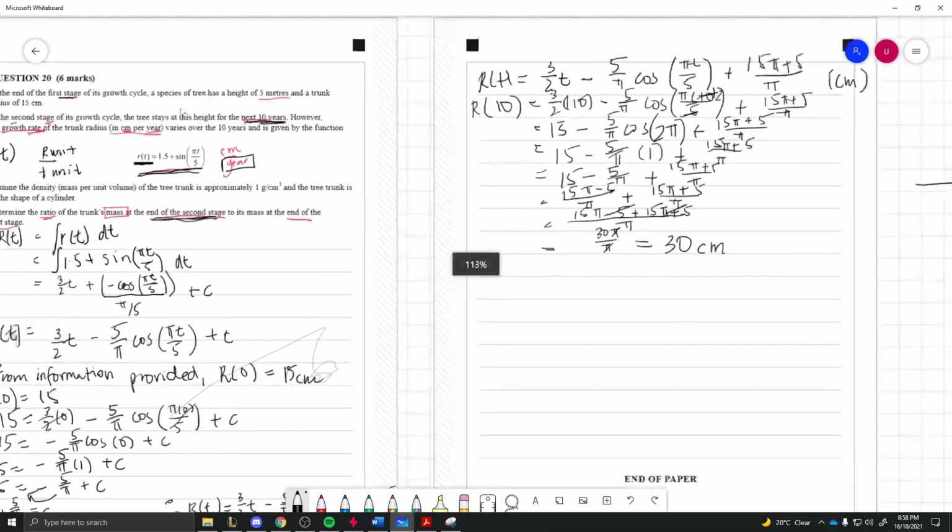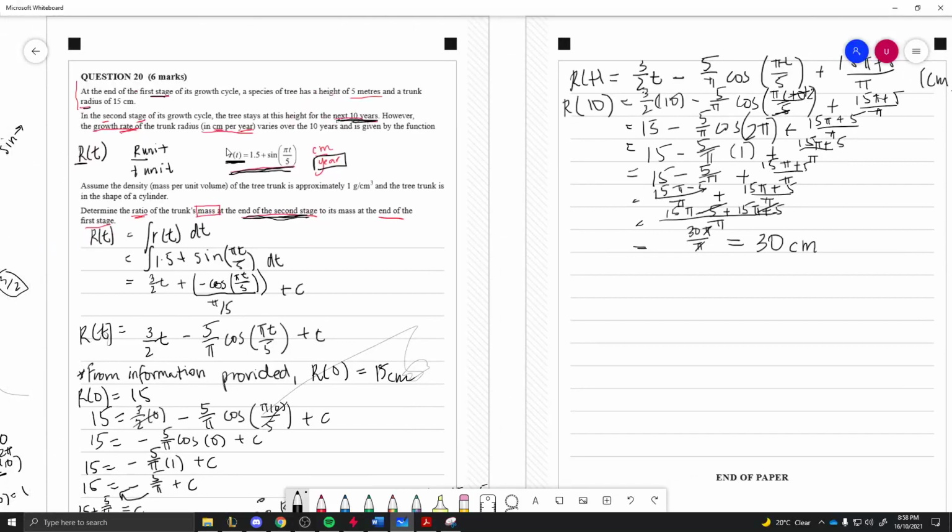And, as this says, a species tree has a height of 5 meters and a trunk radius of 15. Now it says, in the second stage of the growth cycle, the tree stays at this height for the next 10 years. So it stays at the same height, so the height equals 5 meters as well.